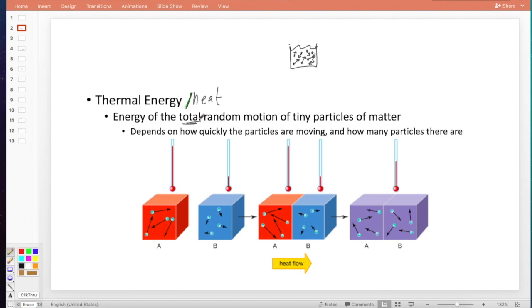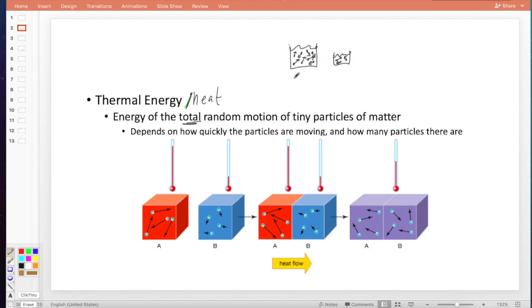Because it is the total, it depends on two things: how quickly the particles are moving and how many particles there are. So let's imagine this. Let's say that I have a smaller sample of water, and the particles are moving just as fast.